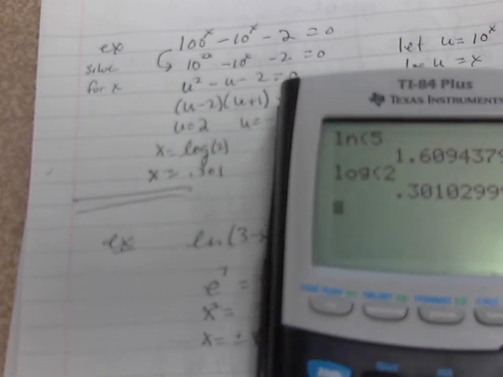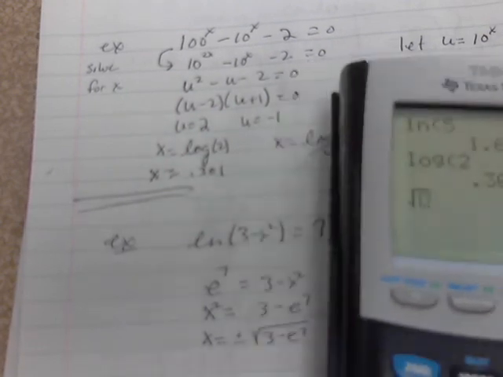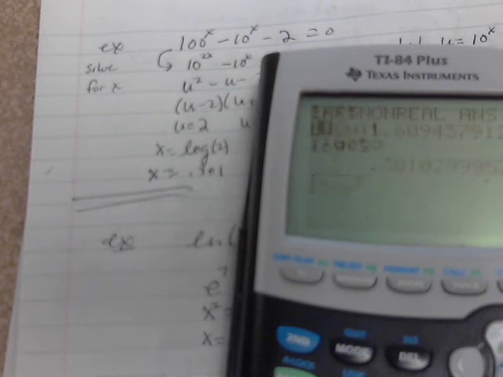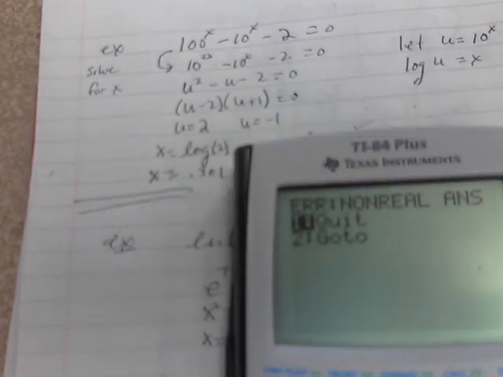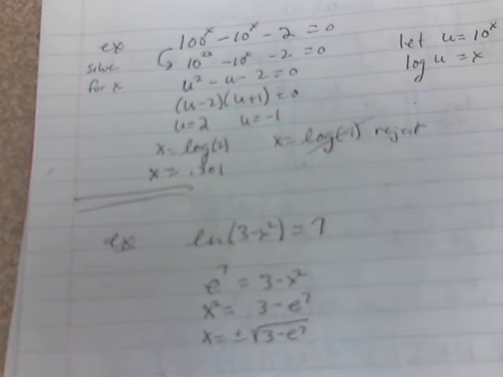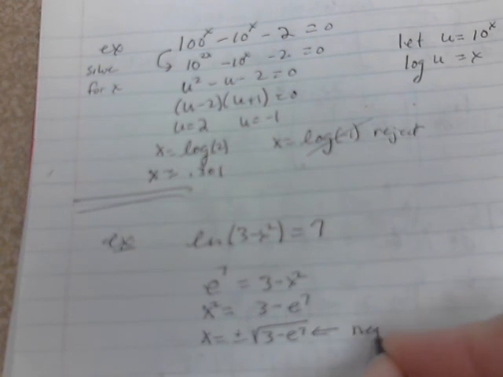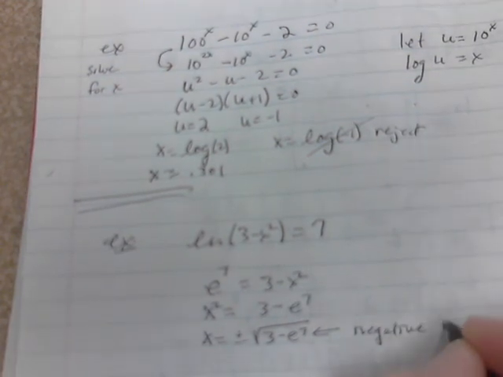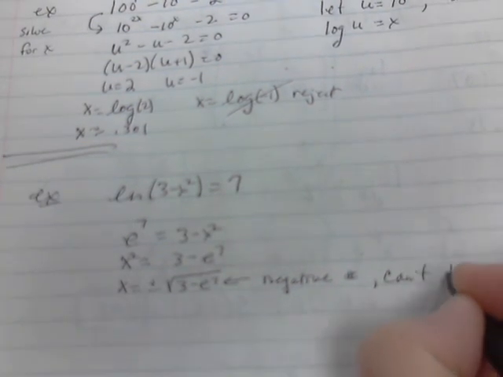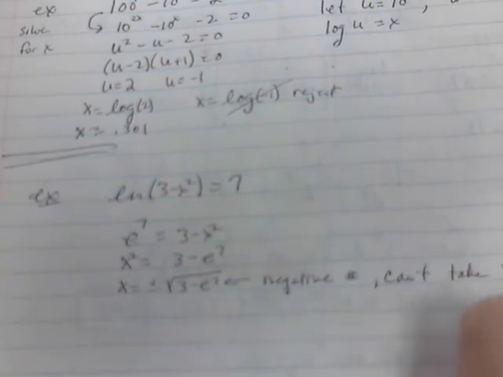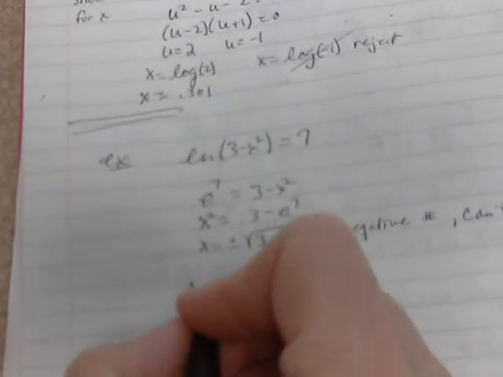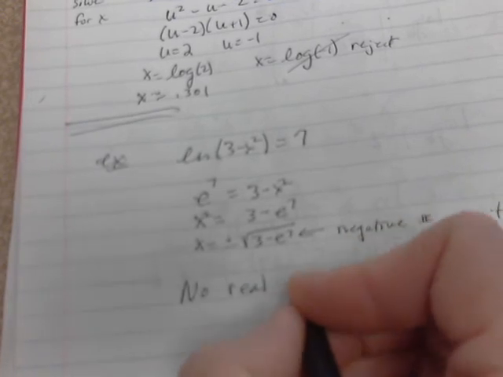But when we look at our calculator and we do the square root of 3 minus e to the 7th power, we're going to get a non-real answer because 3 minus e to the 7th is a negative number. And since this is a negative, you can't take the square root of it. So there is no real solution for this problem, and you can stop right there.